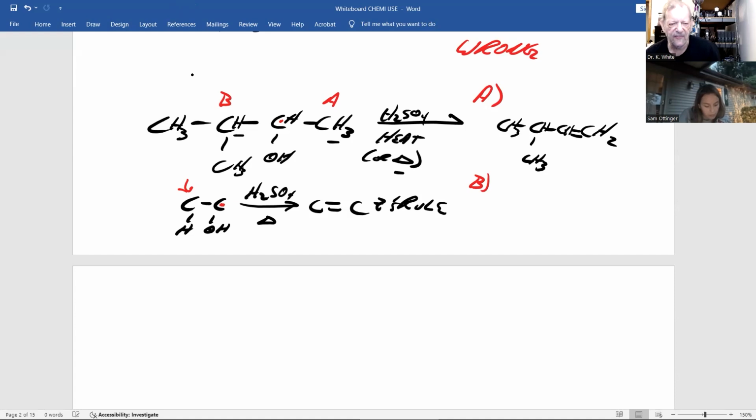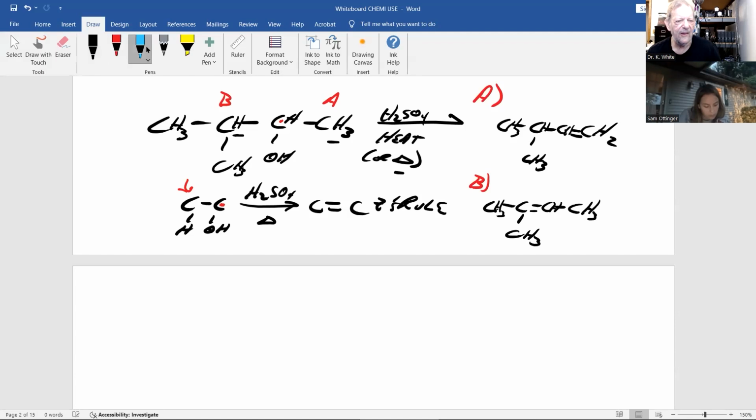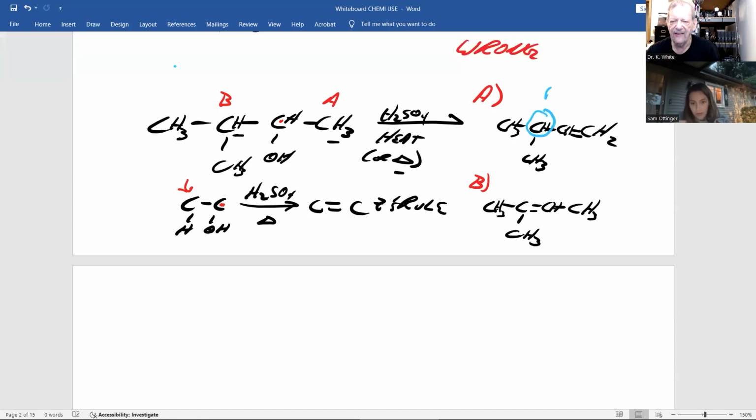Now, if you lose a hydrogen from B in the hydroxyl group, you'll form this double bond. And Zaitsev's rule is you count the number of carbon atoms directly bonded to both carbons of the double bond. In A, there's only one. In B, there are three. And now you have to use your high-level math skill, and decide which is the larger number.